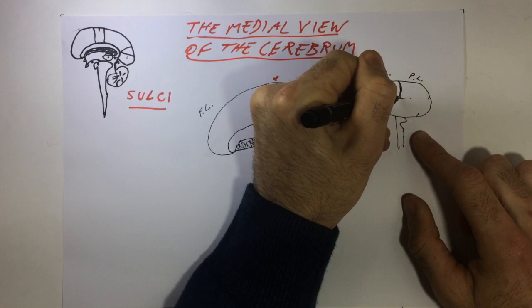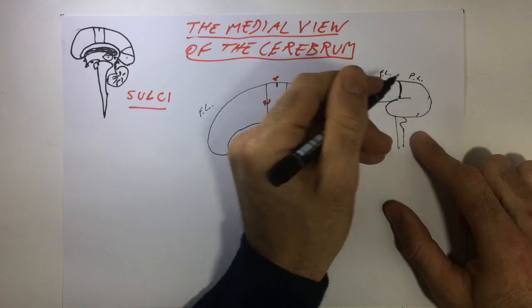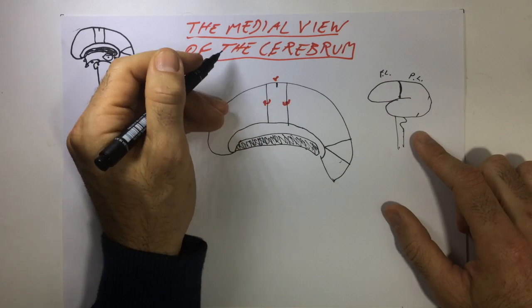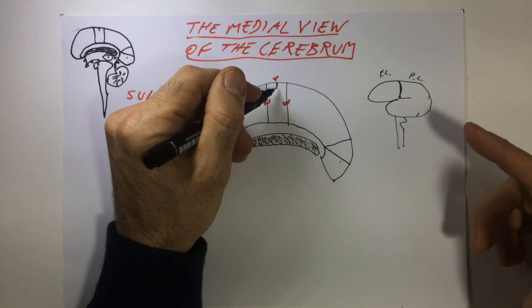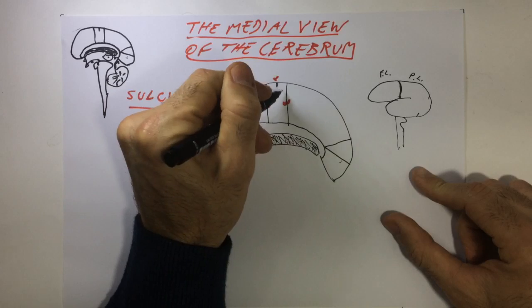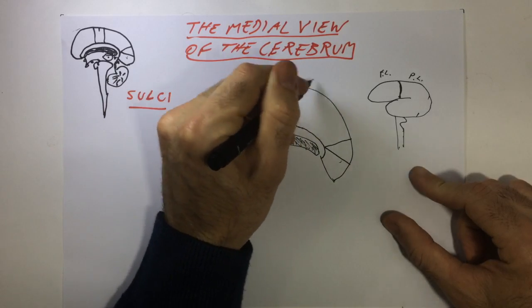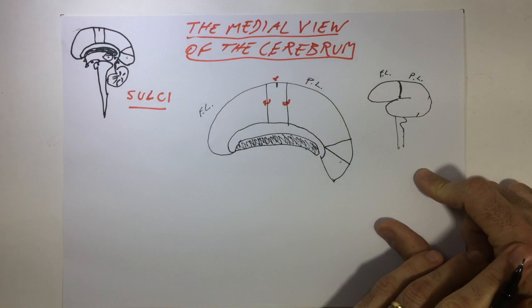Central sulcus. What happens is that the central sulcus goes around the hemisphere and finishes here in the middle. So that would be the boundary between the frontal lobe here in the front and the parietal lobe here on top of the brain. That would be the parietal lobe.